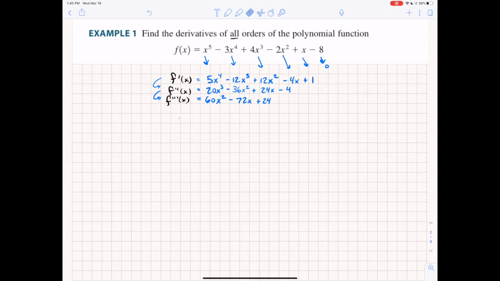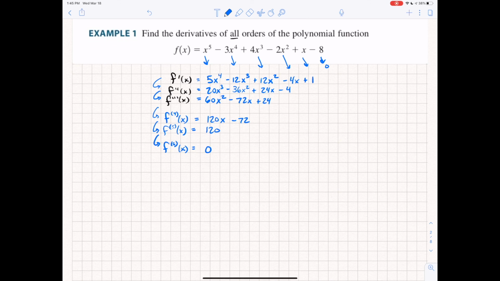Notice I can still take the derivative, so now I'm going to find f to the fourth, the fourth derivative. This derivative will be 120x minus 72. I'll derive again. This will be the fifth order derivative. I'll get 120. And I'll notice if I go through and take the sixth order derivative, I get 0.